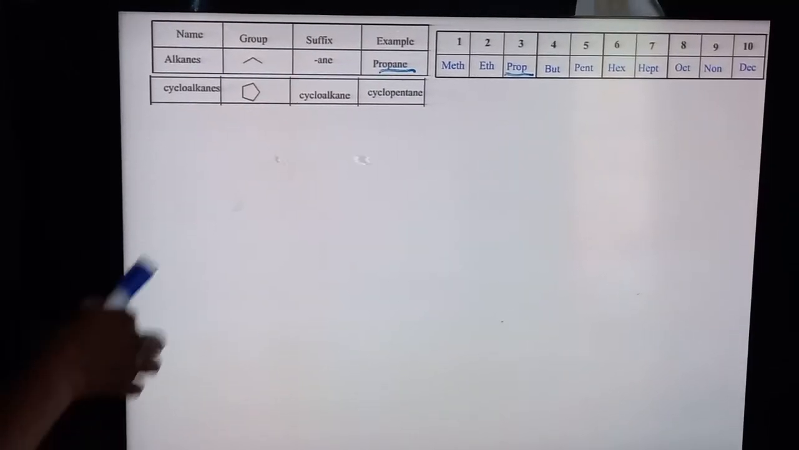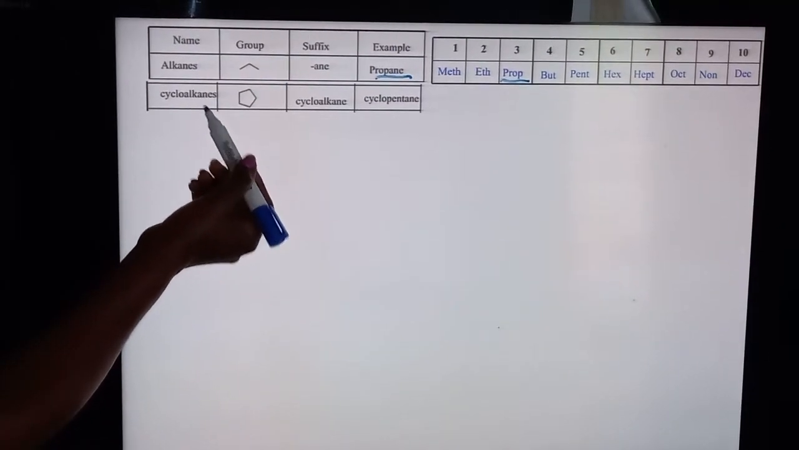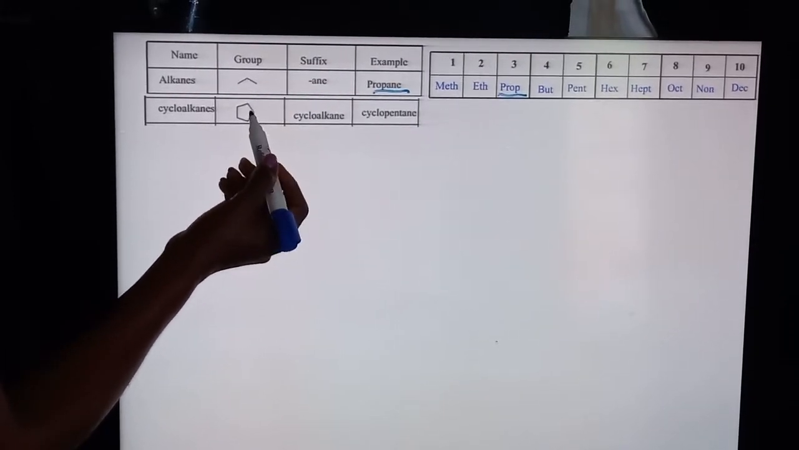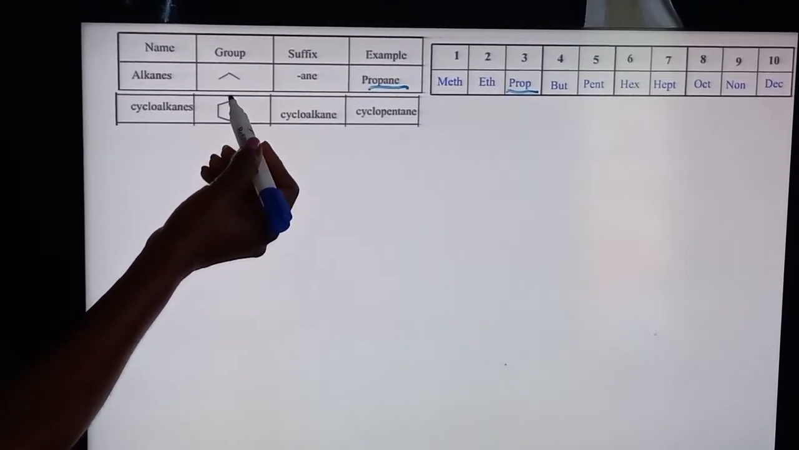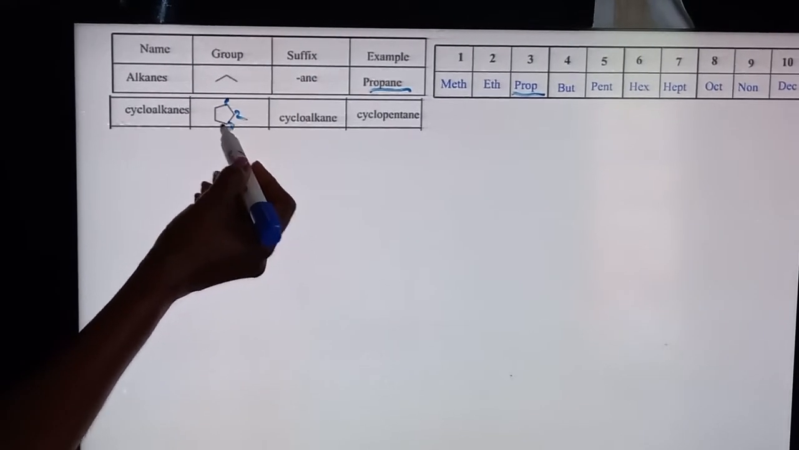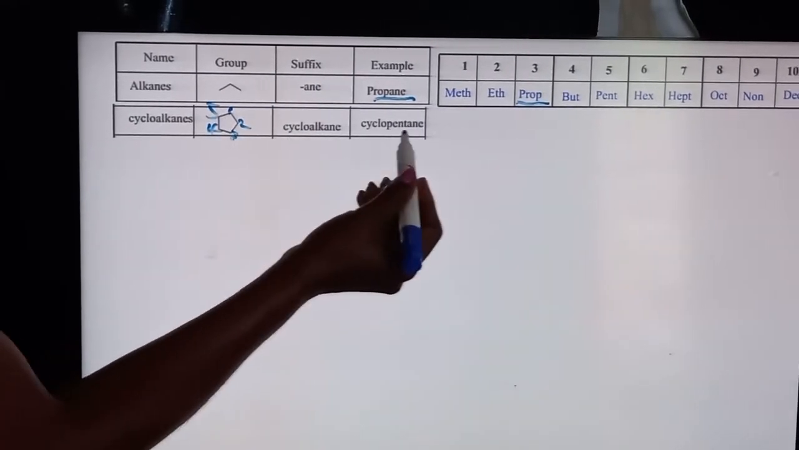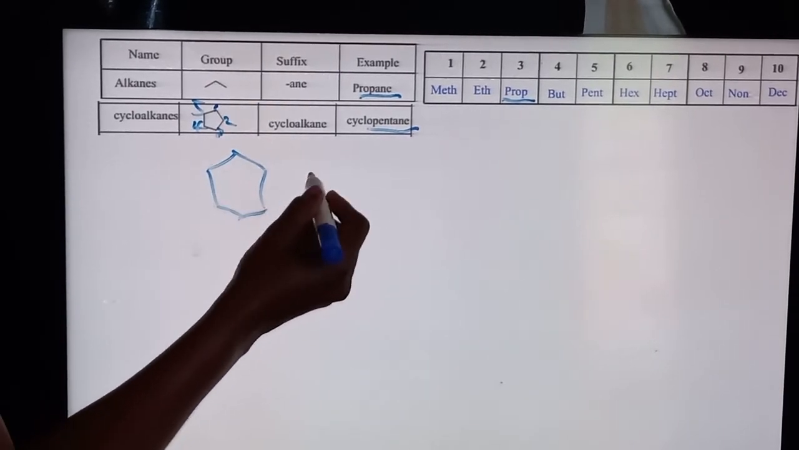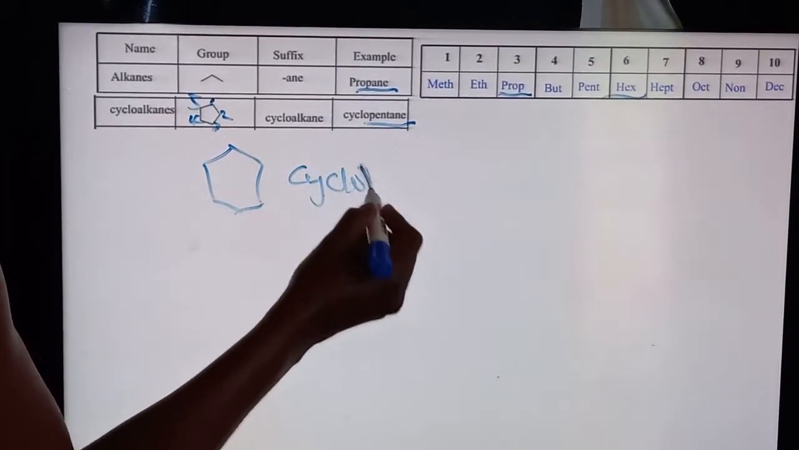Let's go to another group. Alkanes also can be present in cyclic forms. Cycloalkanes, for example, depending on the number of carbon atoms in the cyclic structure, you can call it cyclopentane. If it was 6 carbon atoms, then this is cyclohexane.